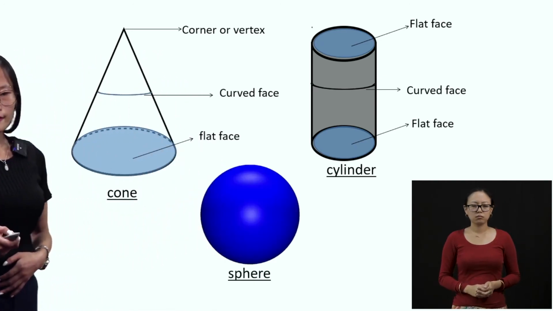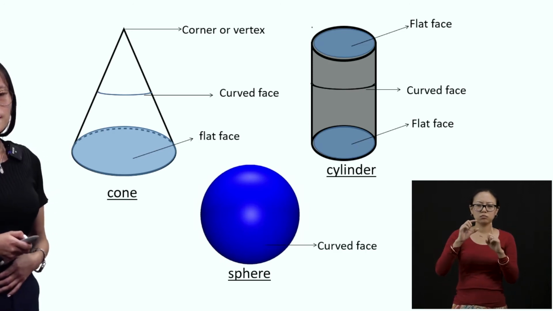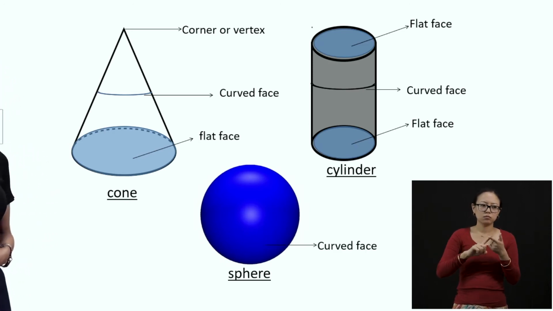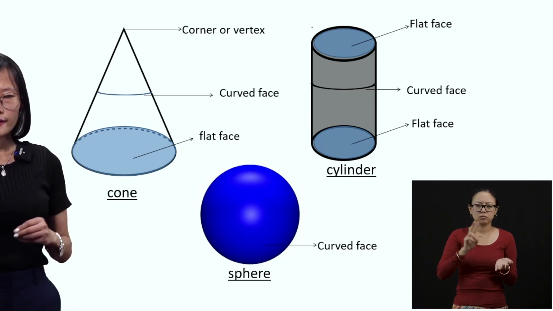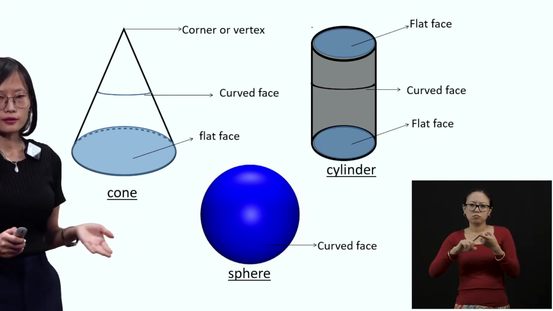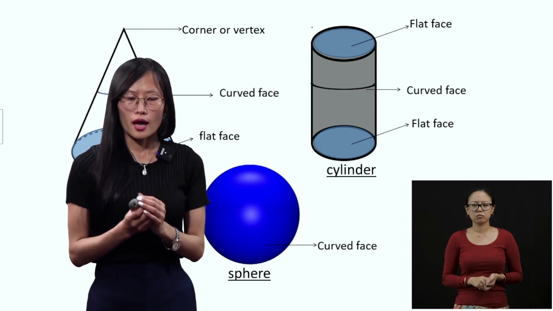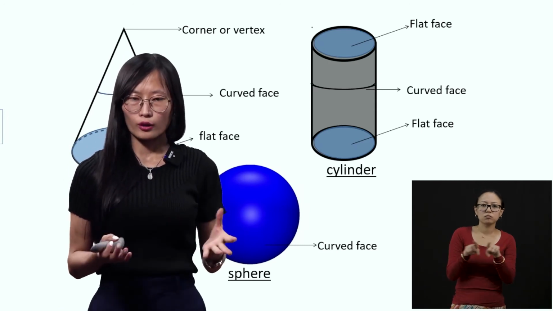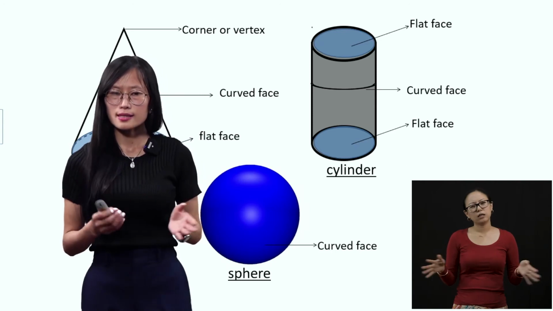Now you have a sphere. A sphere has only 1 curved face. It doesn't have any corner. It doesn't have any flat faces or any edges. It is just a simple curve. For example, a sphere is like a ball. It might be a basketball, it might be a cricket ball. And a circle, just a simple circle.